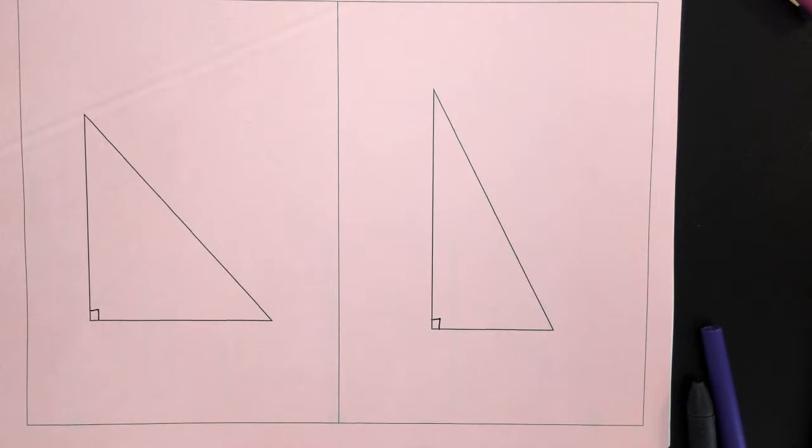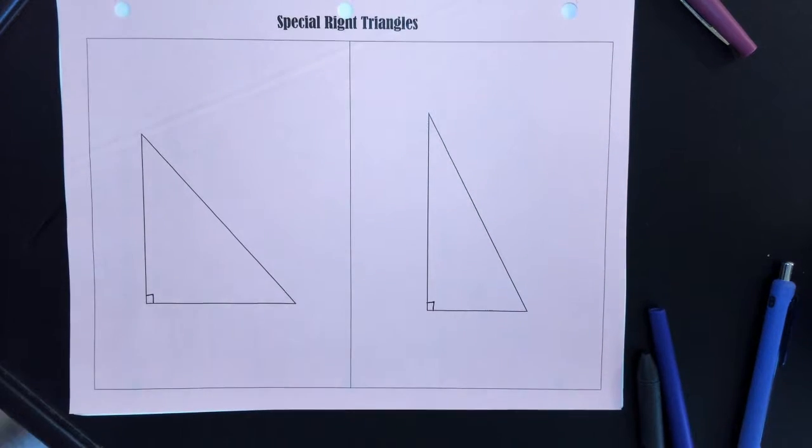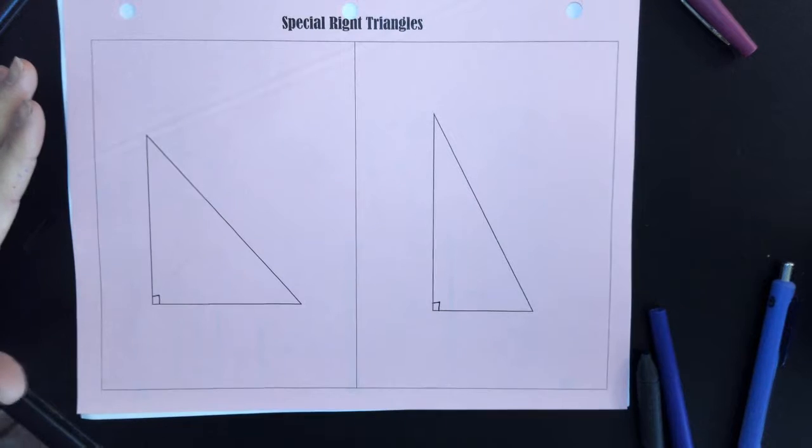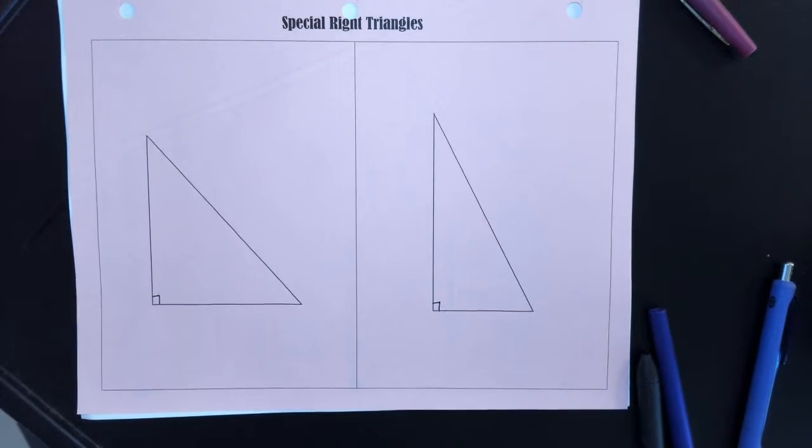There's one that's 45, 45, 90, and there's one that's 30, 60, 90. We're only covering one today. One of these is 45, 45, 90. One of these is 30, 60, 90. Which one do you think is which?